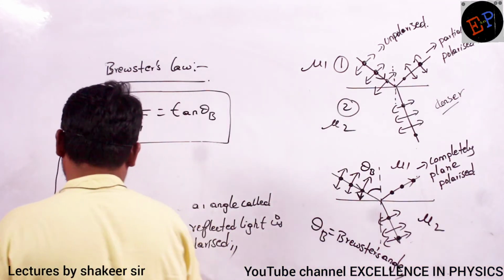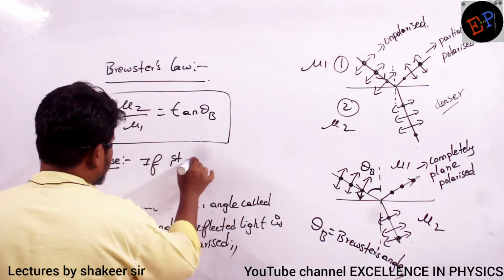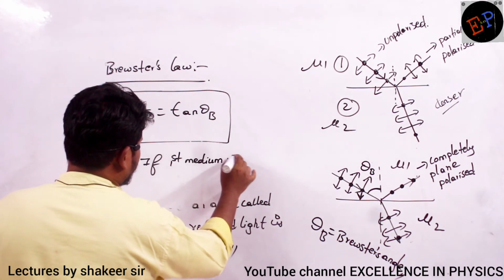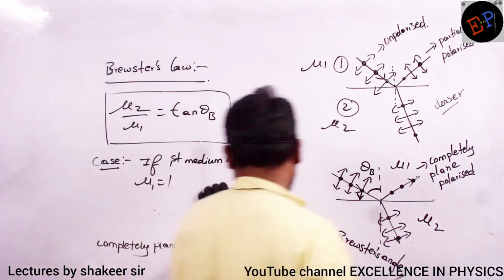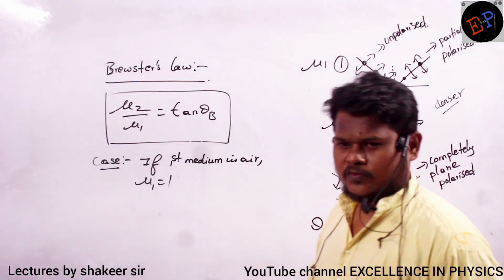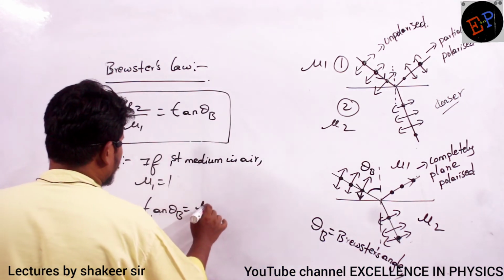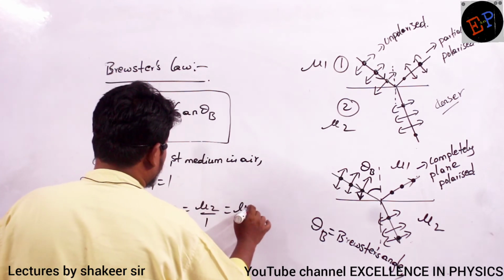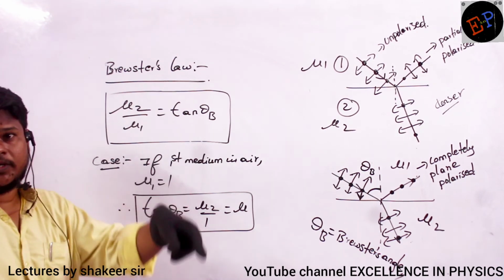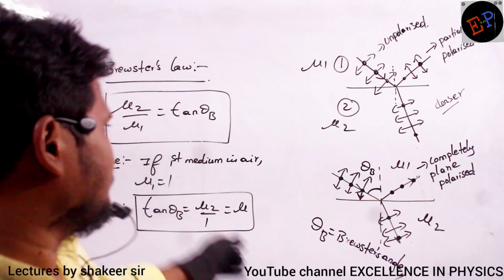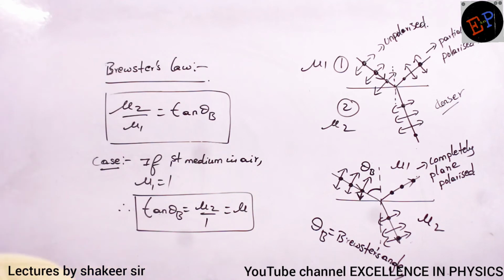So here you can write one case also. What is the case? If first medium is air, then the mu1 value will be 1. If first medium is air, mu1 will be how much? 1. So therefore, tan theta b will be how much? It will be mu2 by 1, or just you can write mu also. But the condition is what? First medium should be air or vacuum. Then only you can use it. Otherwise you better remember this one: mu2 by mu1 is tan theta b. That is called Brewster's angle.